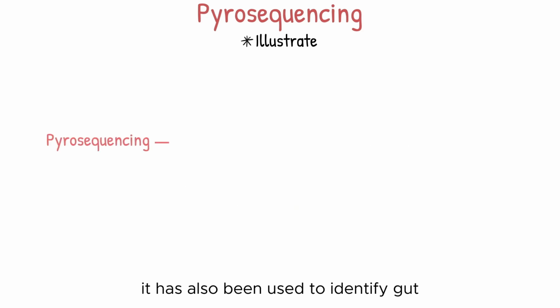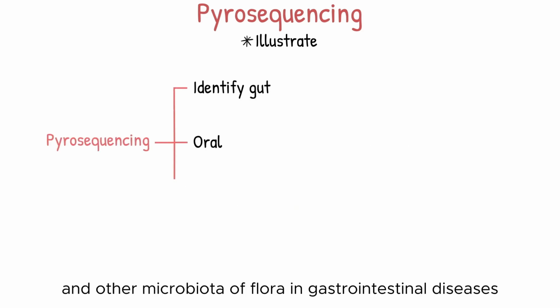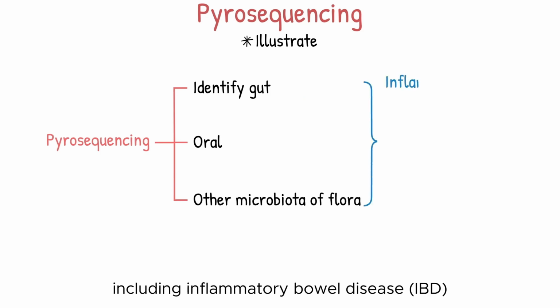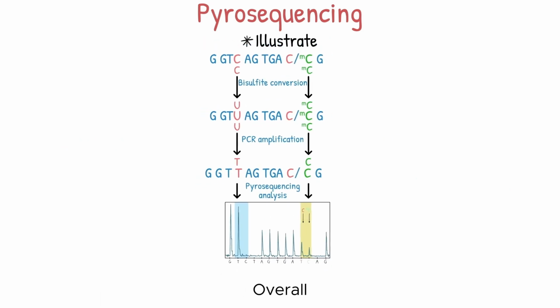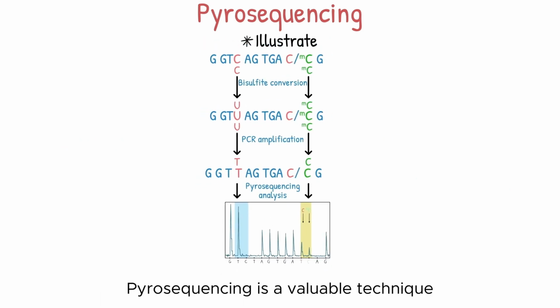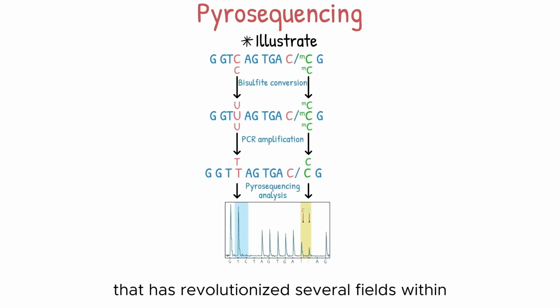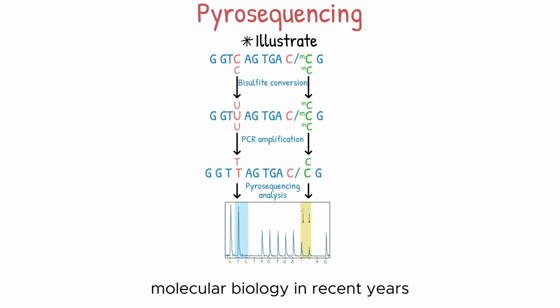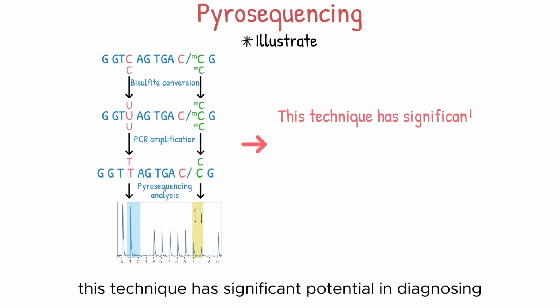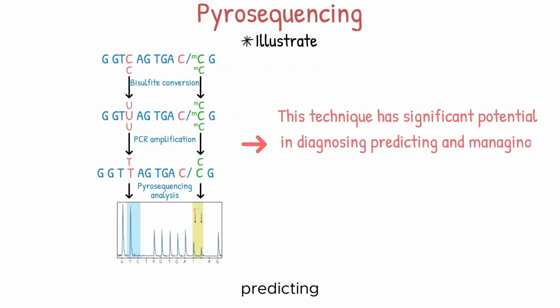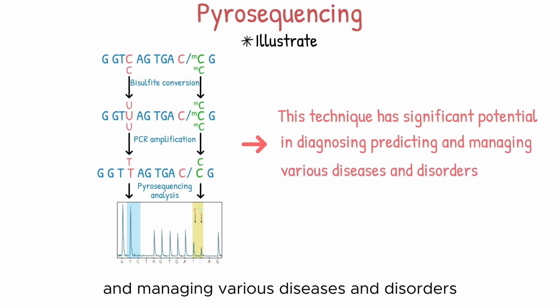Lastly, it has also been used to identify gut, oral, and other microbiota flora in gastrointestinal diseases, including inflammatory bowel disease or IBD, celiac disease, and metabolic disorders. Overall, pyrosequencing is a valuable technique that has revolutionized several fields within molecular biology in recent years. By detecting DNA methylation biomarkers and mutations, this technique has significant potential in diagnosing, predicting, and managing various diseases and disorders.